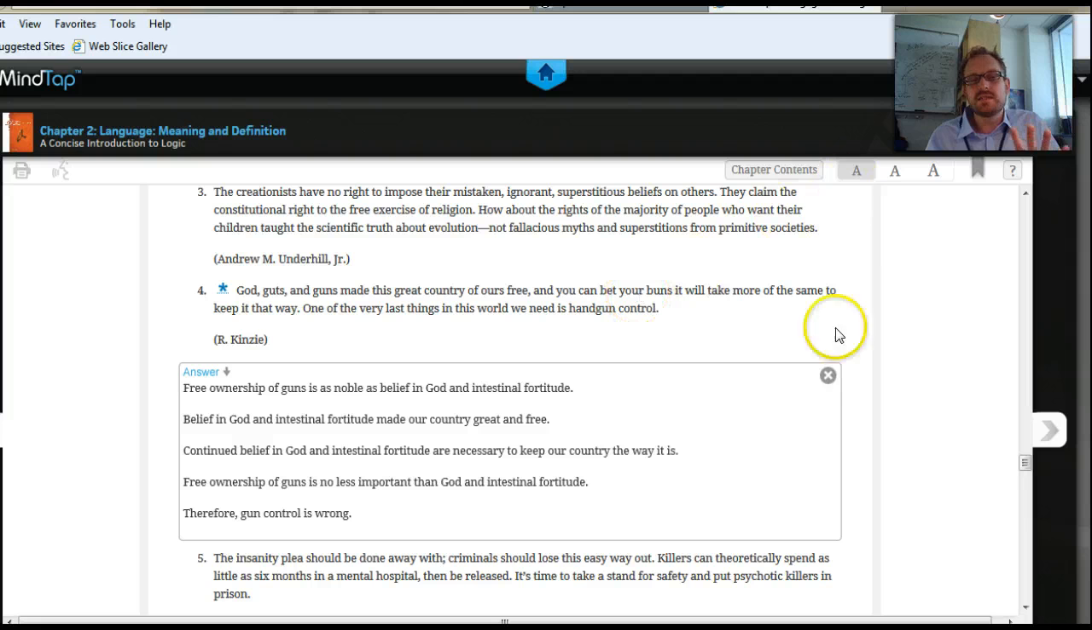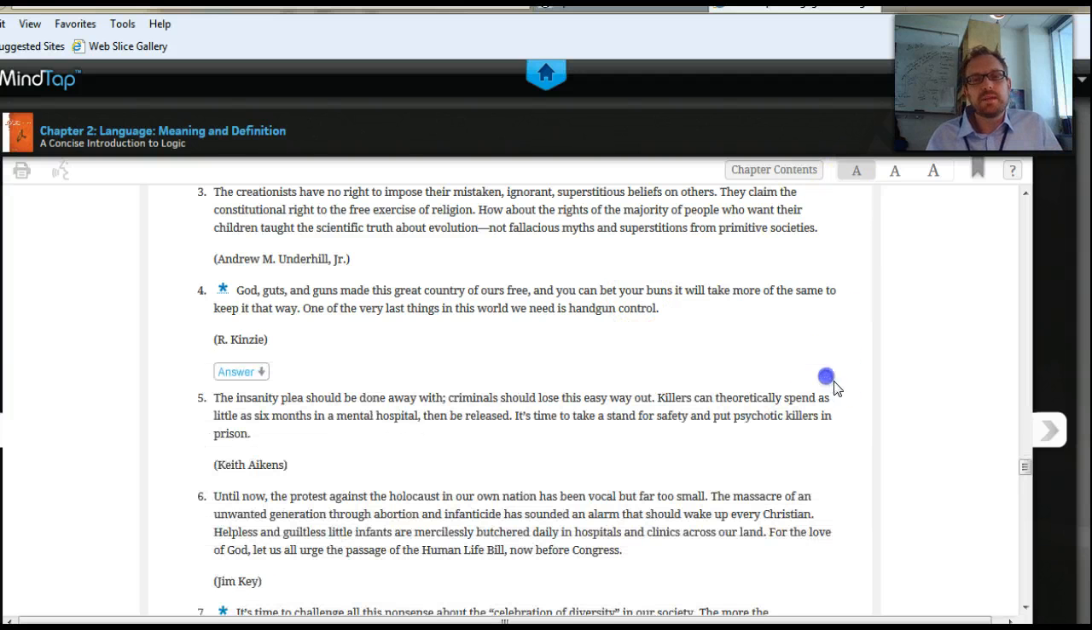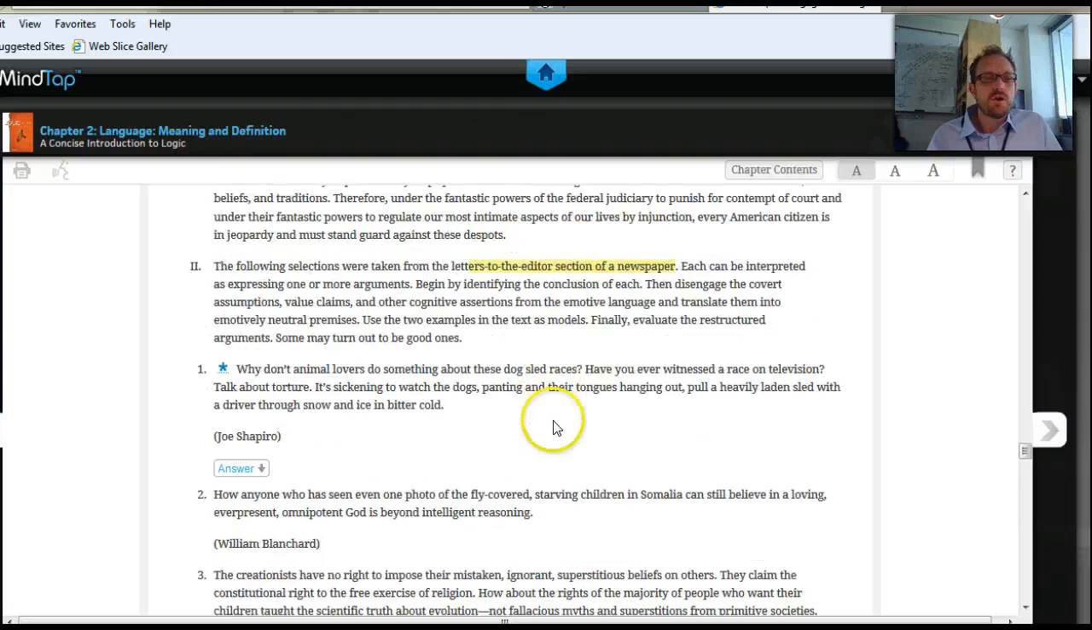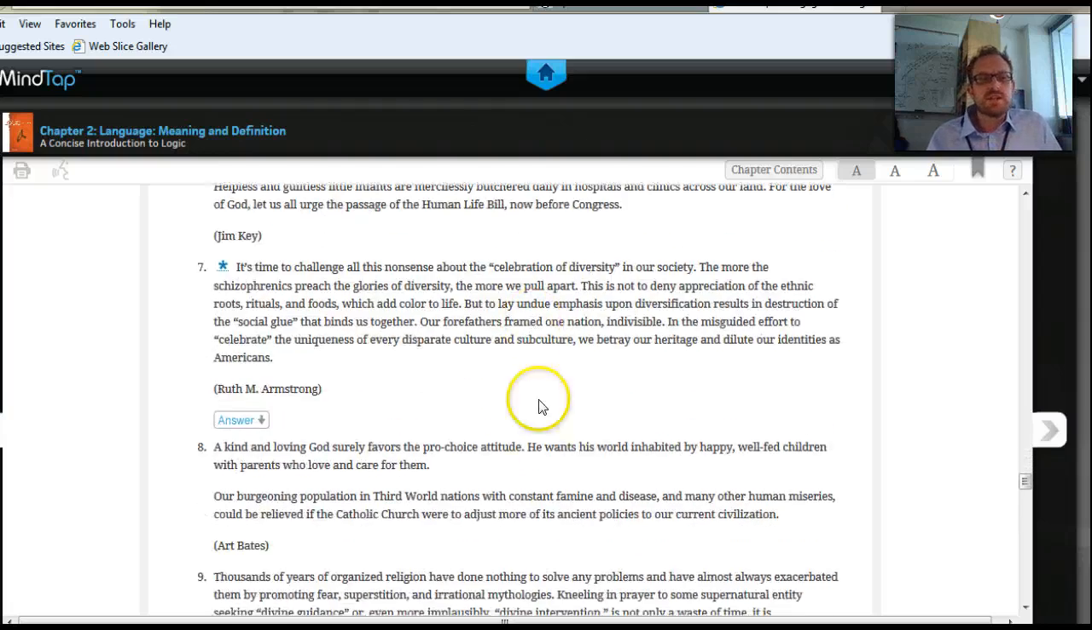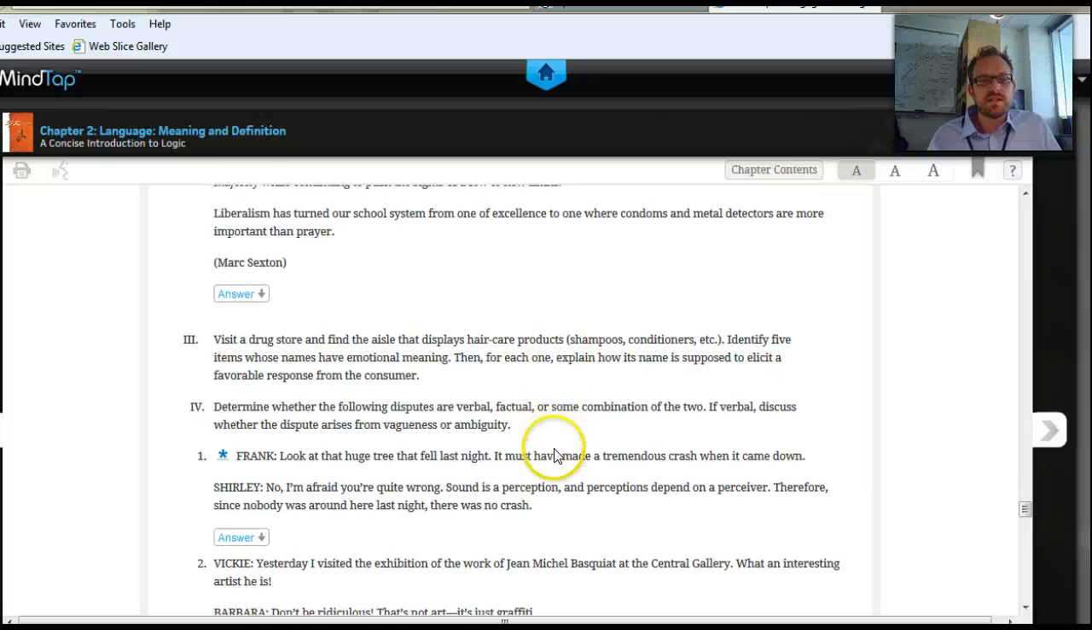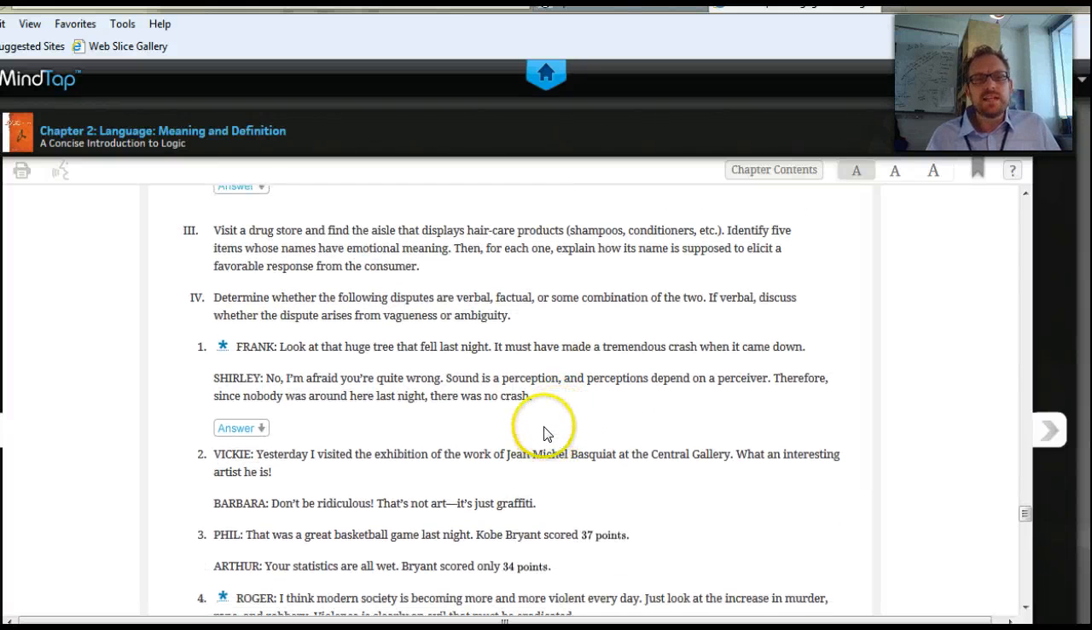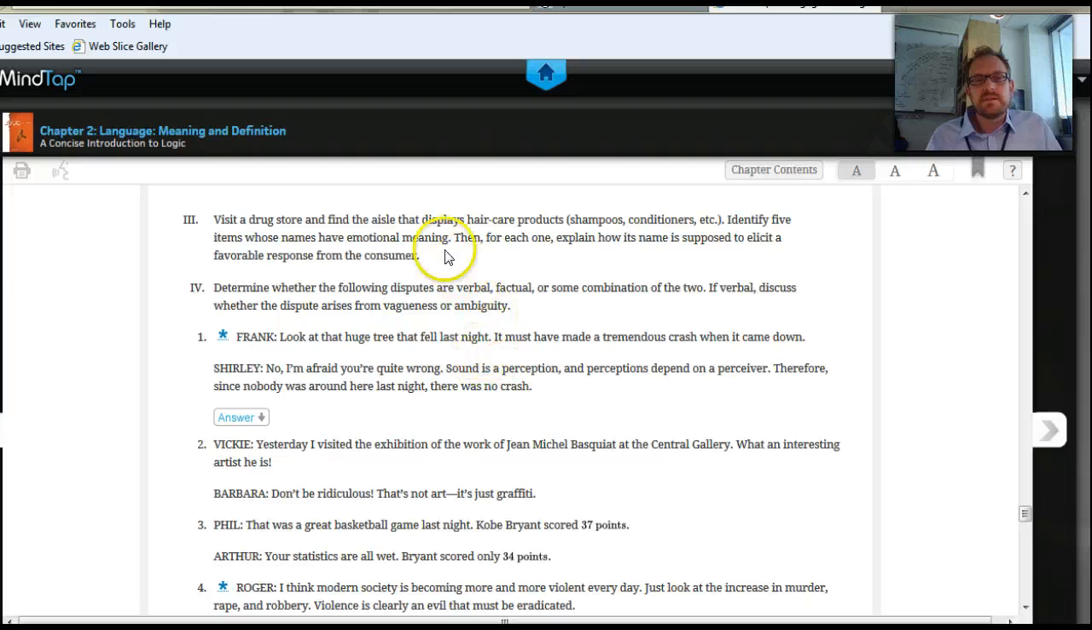Now, there are different ways to do these, I think. For those of you doing these in Aplia, you'll find that it's a little bit easier in the sense that it's set up for you more. But for those of you doing the homework exercises directly from the book, you're going to find there are different ways of rephrasing these. And in the last section here, this is sort of interesting: an assignment is to visit a drugstore and find an aisle that displays hair products, and then look at which ones have emotional meaning and how so. That's interesting stuff.